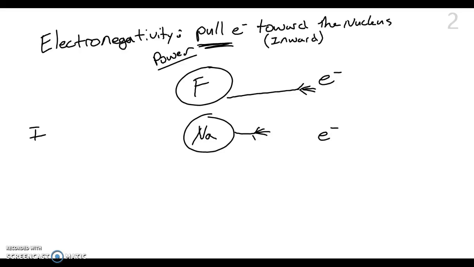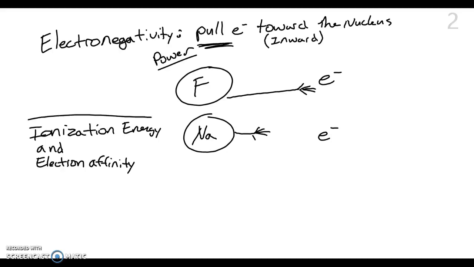But the opposite of pulling is pushing. So I want to group 2 things together, ionization energy and electron affinity. Now they're very similar, and for our purposes in this class, we're going to kind of talk about them in the same breath. But ionization energy and electron affinity, this is pushing electrons away.